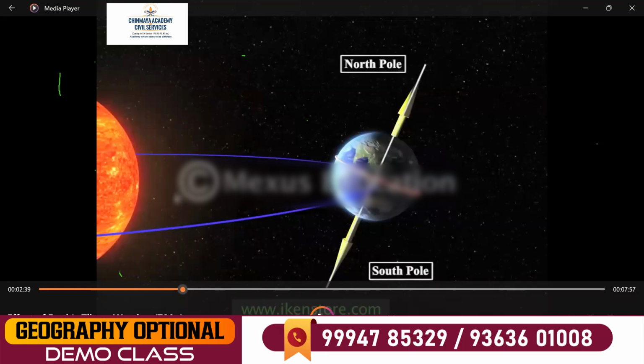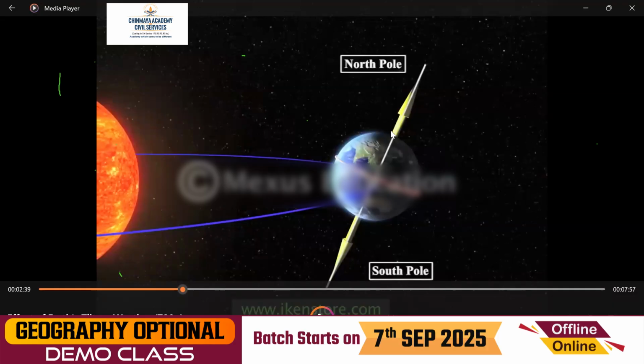Here, direct sun rays will be falling on Tropic of Capricorn, because it is tilted 23.5.